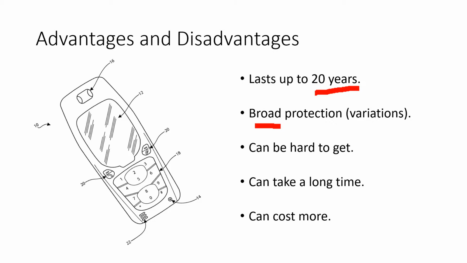Unfortunately, there are some disadvantages. First of all, they can be hard to get. As I said, your invention has to be new and it cannot be obvious. It can also take a long time. We're talking a few years at least. And of course, if you're going for international protection, well, the costs are significant.